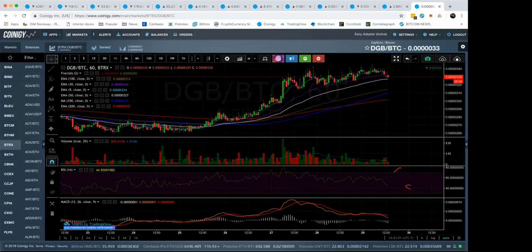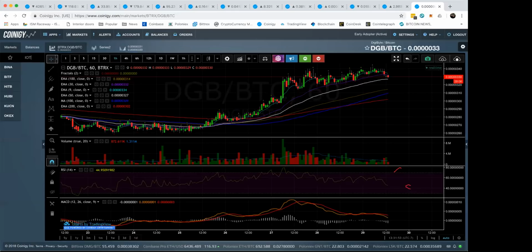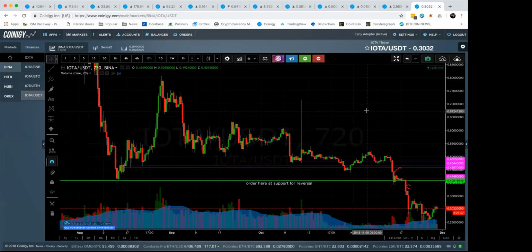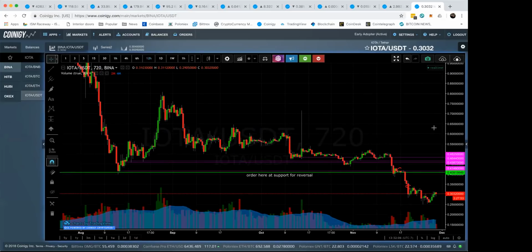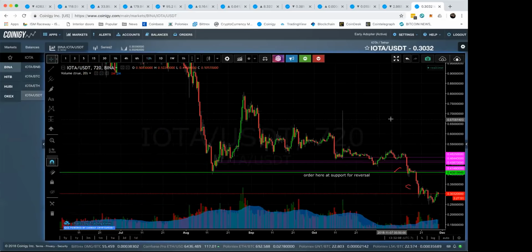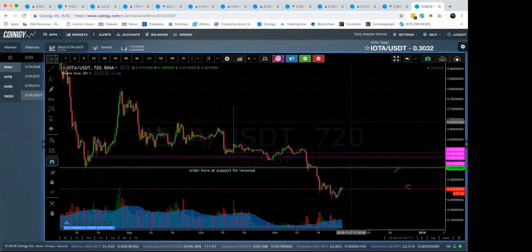Let me look at IOTA. Yeah, IOTA for Mr. Crypto Bing. Let's see here, IOTA, USDT. Ooh, this was terrible. This thing fell below. So this thing filled a couple of gaps here, but it fell way below.